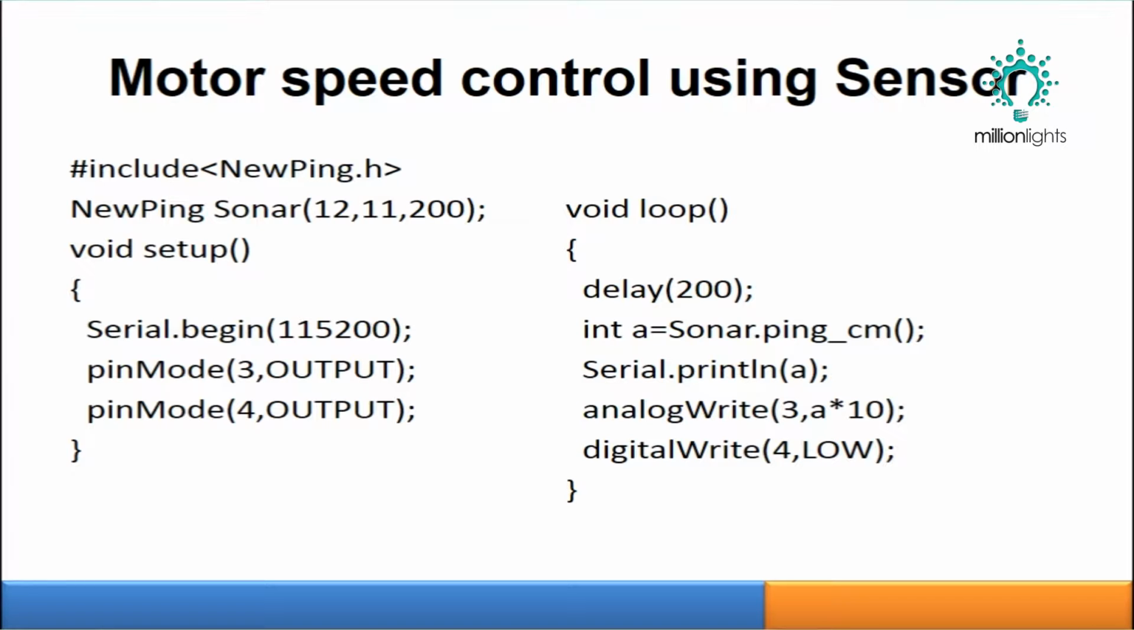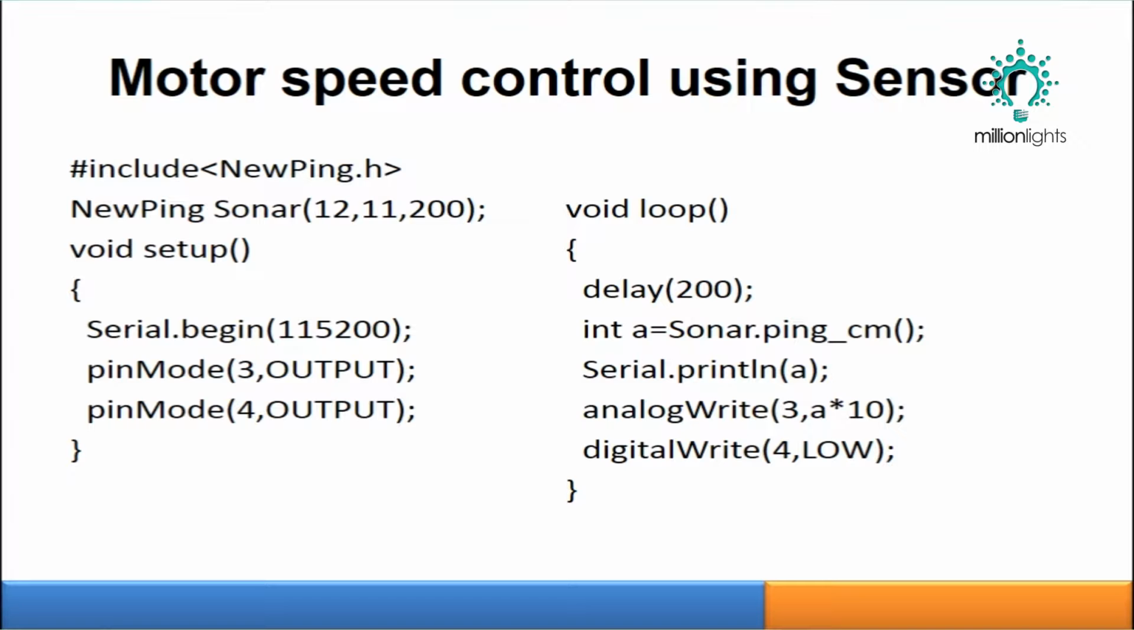Now the code is quite simple. First thing is #include NewPing, we are including the header file. Then we are using NewPing sonar(12, 11, 200), that is we are making a constructor out of it. Then void setup, it has got three things: serial communication, pinMode 3 and pinMode 4.